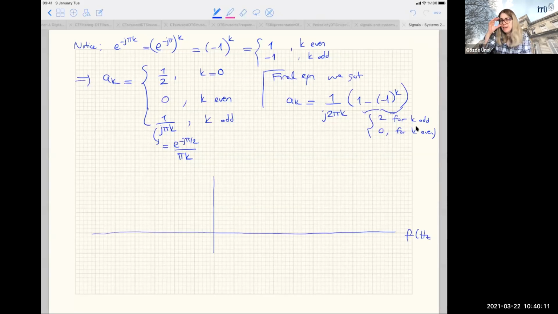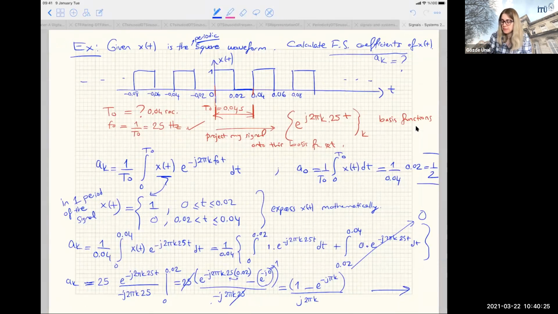No, Salih, when k equals 0, a0 meaning the coefficient 0 of the Fourier series coefficients, that's the area underneath the signal, right? We derived it in the previous slides, but this is my a0, and we just calculated this integral in one period, but it has to be scaled by 1 over T0, just be careful. Then it ended up being 1 over 2.